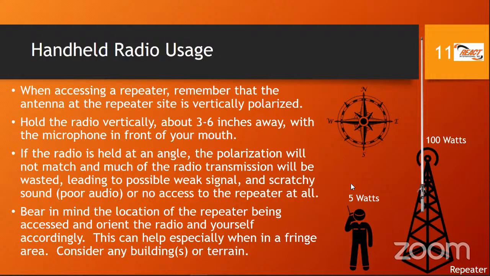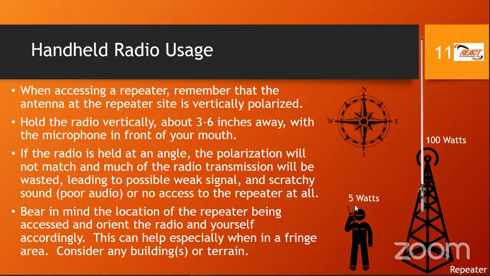The reason is that on the right-hand side, we are showing what a repeater station might look like. This is the tall tower that's on the hill, and this is an antenna that's on that tower. Notice the orientation of the antenna. It's vertical, and we refer to that as vertically polarized. It's not horizontal. So when you hold your walkie-talkie like this chap here is, it's slightly at an angle, but it's more or less vertical, but he could do a little better.